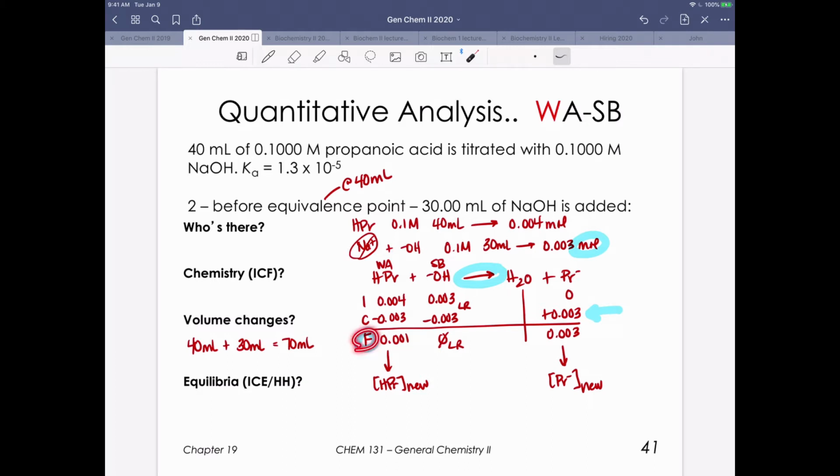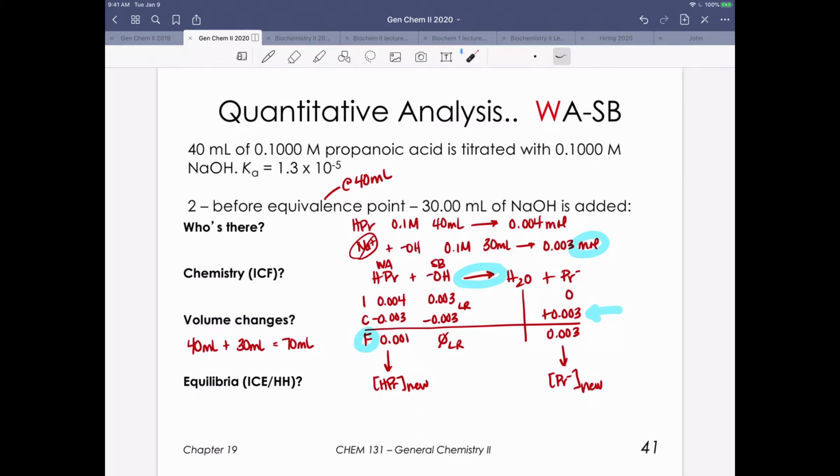So remember, ICF tables are going to give me the number of moles of each species that I have. If I want to get to concentration, I have to take the number of moles and divide by the volume that they're contained in. And that's why volume changes are really important when we consider titrations. You have to add together the volume that you started with and the volume that you added from your burette to get the total volume that these moles are contained in. So again, to get the new concentration of each of these, we will take the number of moles that we have and divide by 70 milliliters, obviously converted to liters to be able to get molarity.